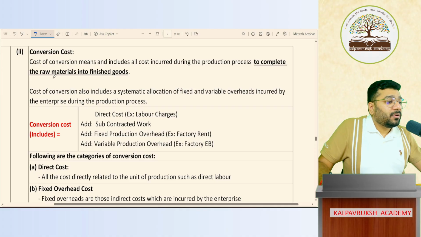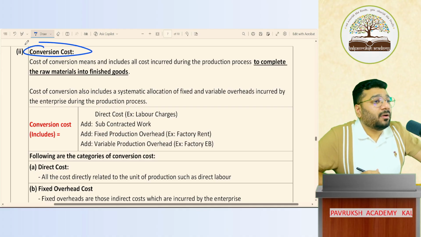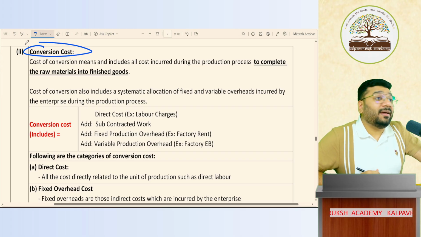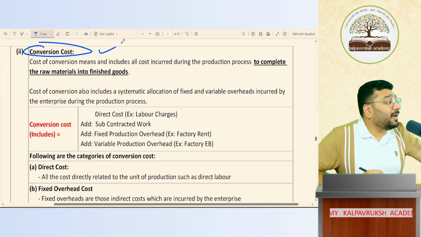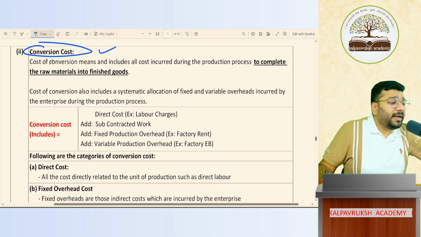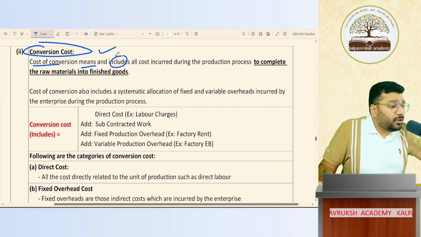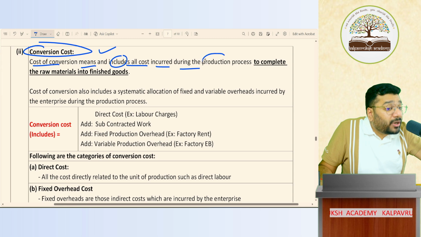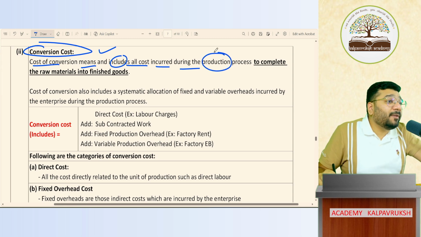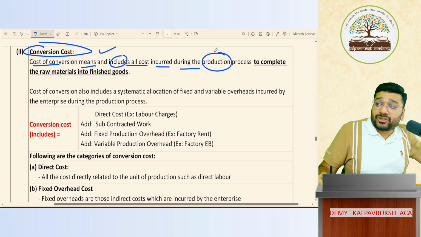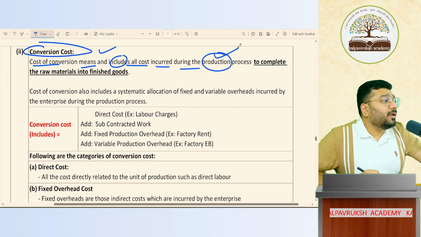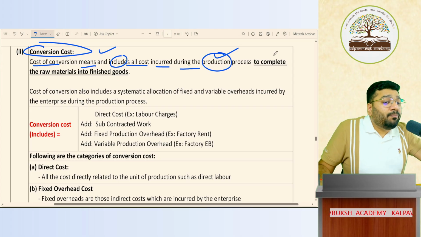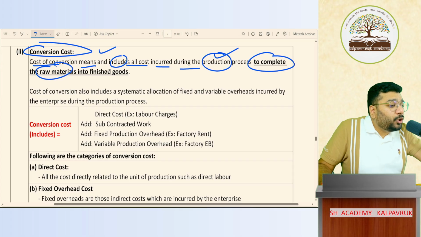Now, when doing manufacturing, you'll incur expenditure, no? While doing manufacturing, you'll incur cost, no? That cost is called conversion cost. Guys, please cooperate. Cost of conversion means and includes all the costs incurred during the production process. What is production? Manufacturing. What is manufacturing called? Production. While producing, while manufacturing, all the costs that you incur to convert the raw material into finished goods.